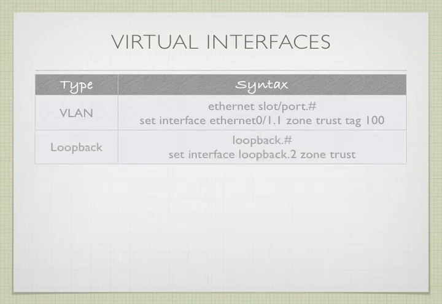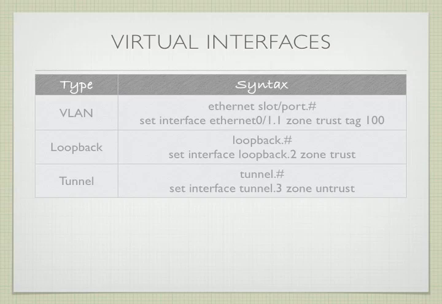The other virtual interface in the device is the loopback interface. These can be used to address the device without having the address assigned to a physical port. You can have multiple loopback addresses configured, so it's loopback.1, loopback.2, etc.